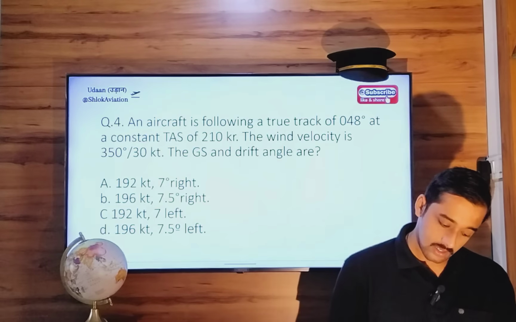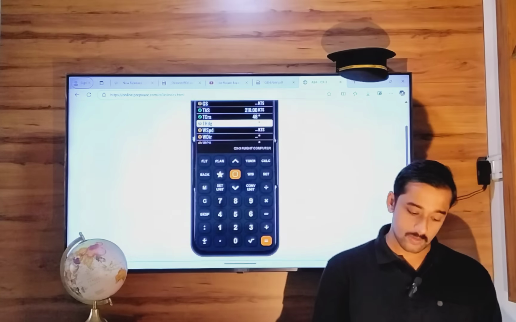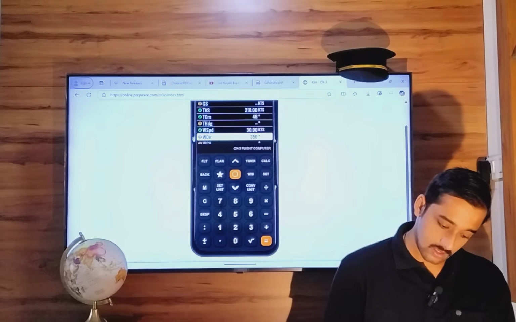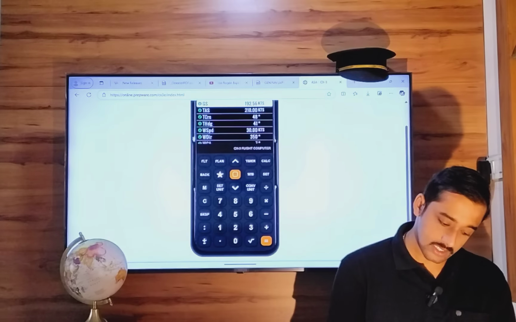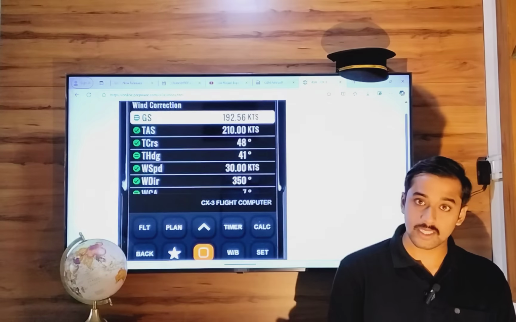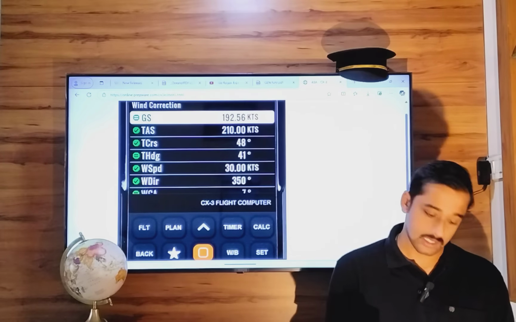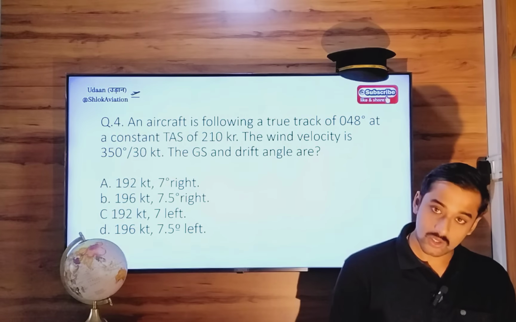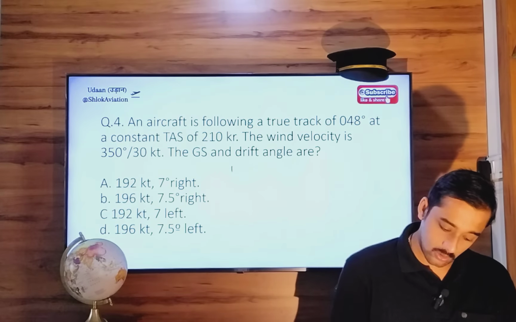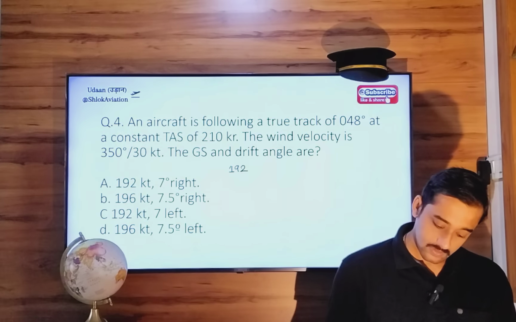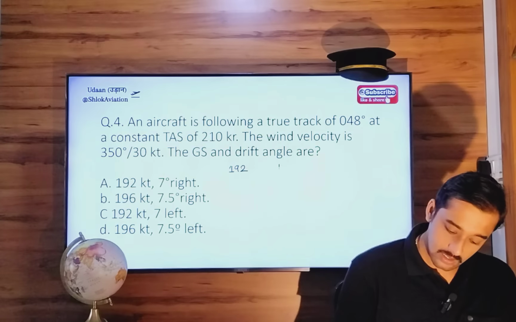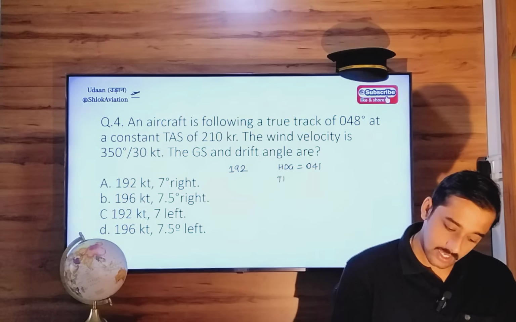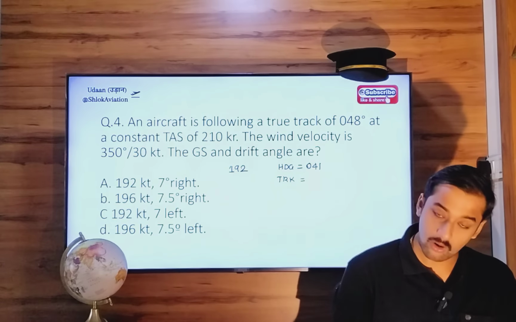Winds are 350 at 30. So ground speed is 192.56, approximately 192 knots, and true heading is 041. The track given in the question is 048.